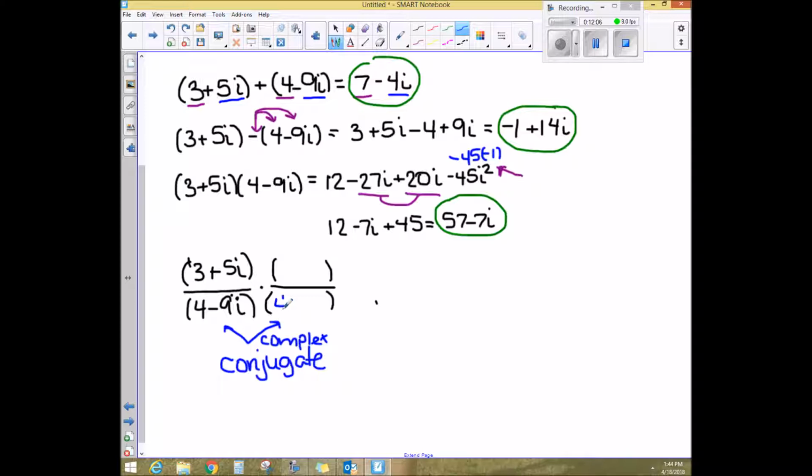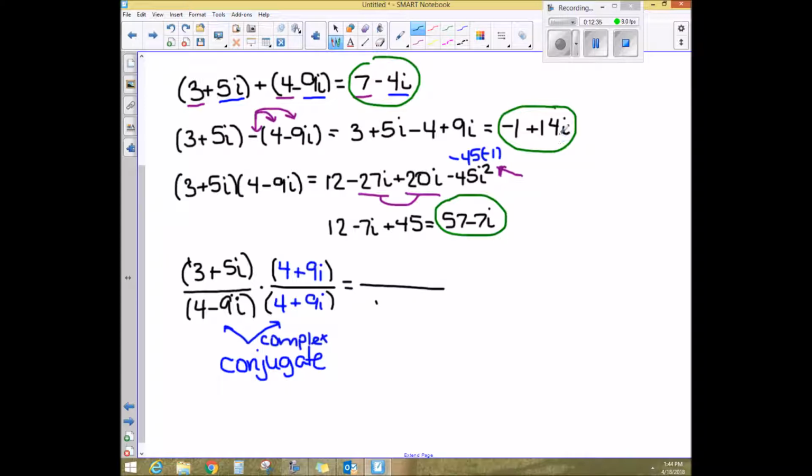And the complex conjugate means I'm going to keep the 4 and the 9i. Boy, I cannot write a 9 with this pen. That was better. And I'm going to change the sign in between. So instead of a minus sign, I'm going to make it a plus sign. If it was already a plus, I would have used a minus. Don't forget that whatever you multiply on the bottom has to be the exact same thing on top, because I have to multiply it by 1.